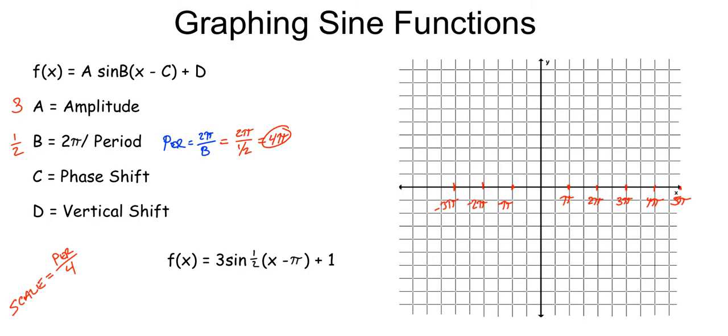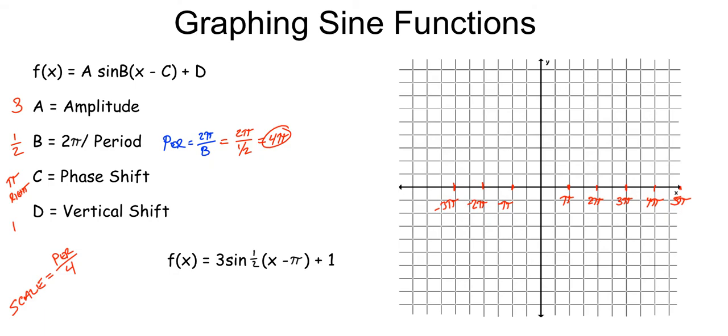For the rest of our graph, we have our phase shift. We have pi units, so I'm going to write here that c is pi, and because it's being subtracted, that means we're moving to the right. And the last piece we have right here, the +1, that's our vertical shift. So our midline here is going to be 1.